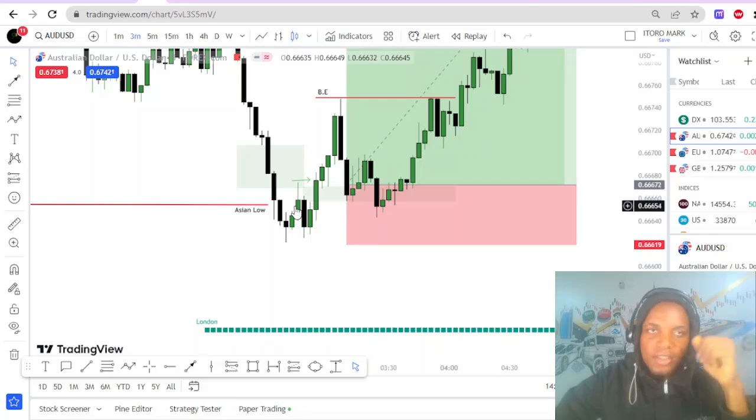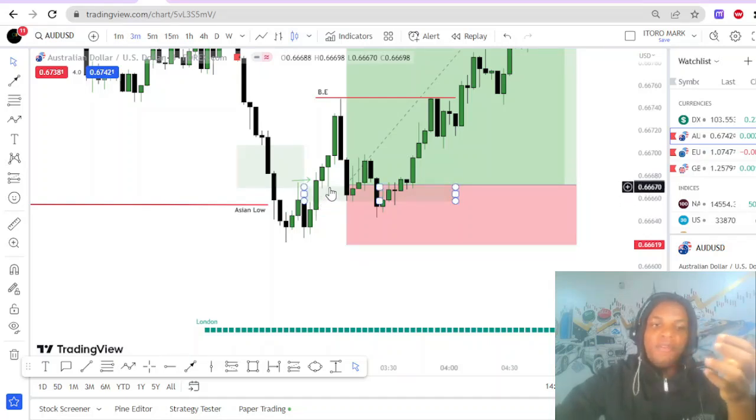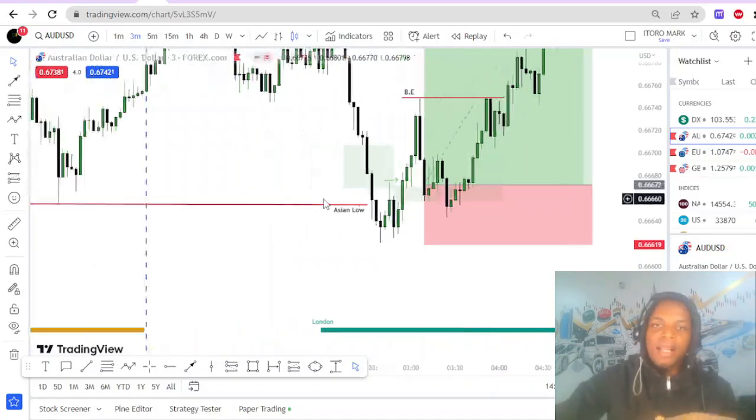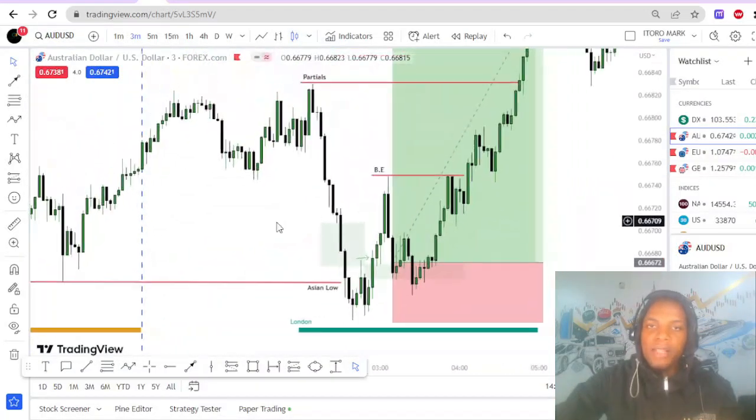So as you can see, we also have the fair value gap on the 3 minutes. So once you see a fair value gap from the 5 minutes or from the 15 minutes, and the fair value gap still shows on the 5 minutes, the 3 minutes and the 1 minute, that is a high probability fair value gap. And as you can see, we smashed TPs here.